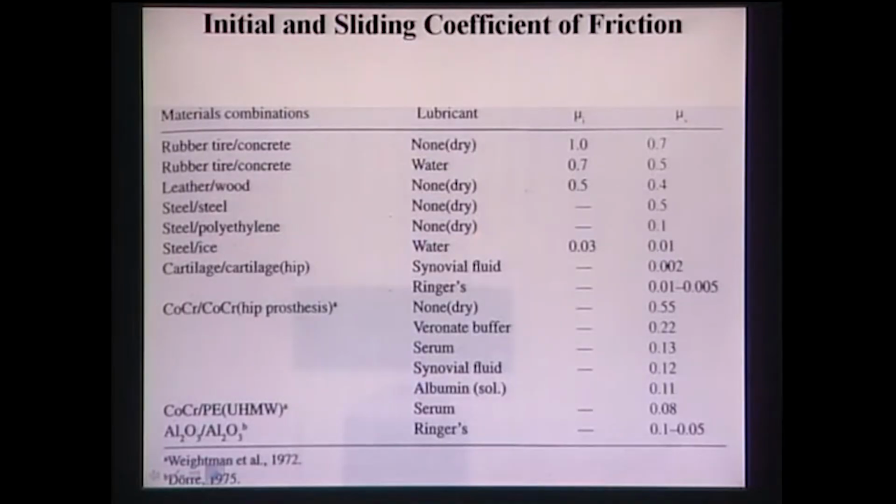Here you can have different materials for tribological applications. For example, you can see cobalt chromium, cobalt chrome moly. These are used in knee joint applications. In knee joint applications, in dry conditions, that means without any lubricant, the coefficient of friction is around 0.55, so about 0.6.